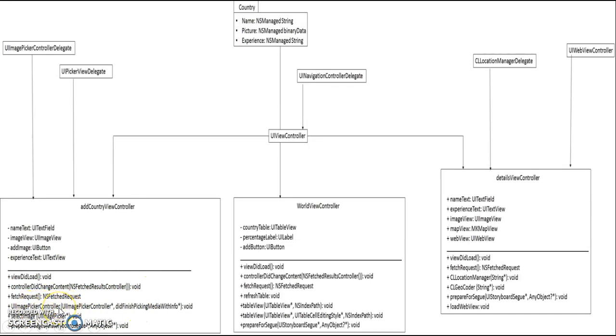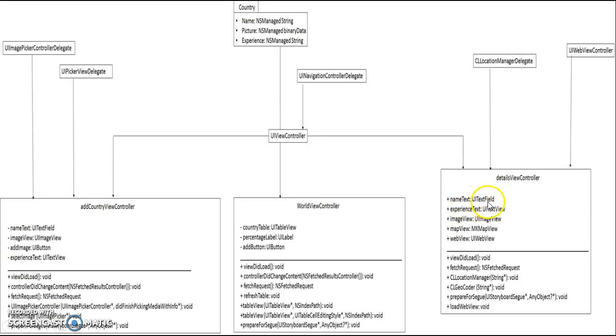There's the UI image picker controller, which allows you to pick the image. There's selecting image, and then prepare for segue, which will be the save button, which is good for this view controller. And then it'll bring you back to the world view controller. If you click a cell, it'll bring you to details view controller. And now with this, it has everything you'll need for that.